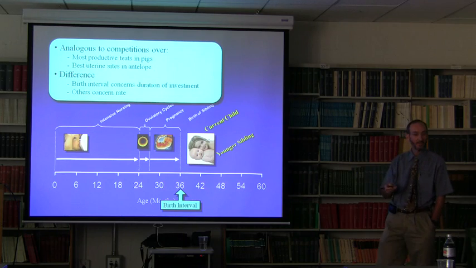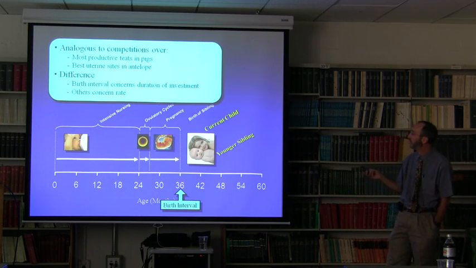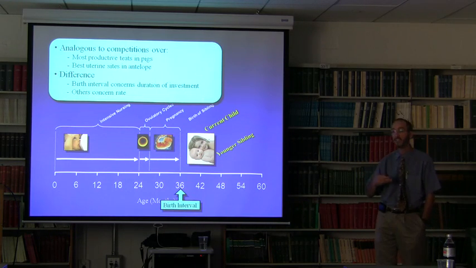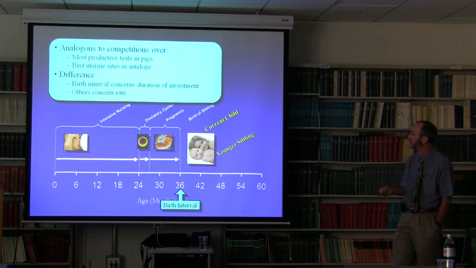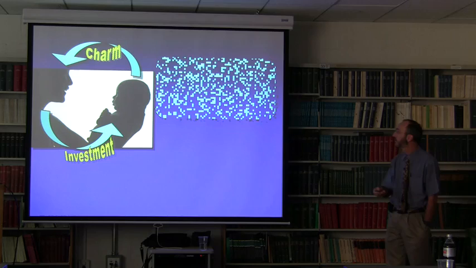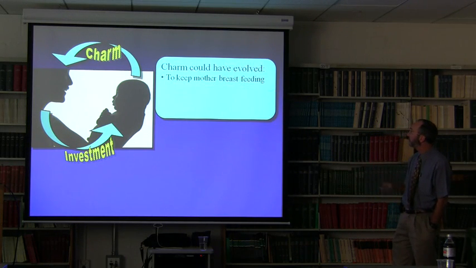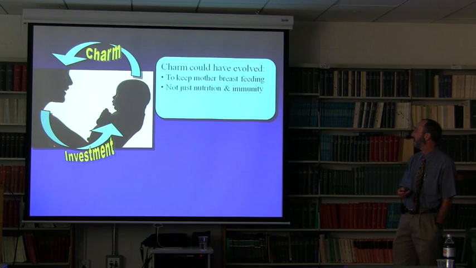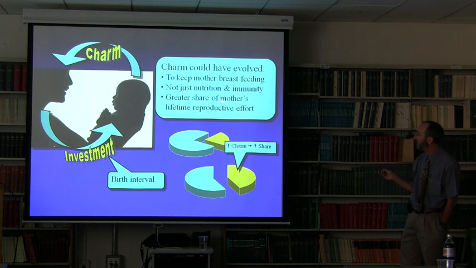This is analogous to competition over the most productive anterior teats or over the best uterine implantation sites. But the difference is that birth interval concerns the duration of investment, how long mom will invest all of her resources in a particular offspring, whereas these others concern the rate of investment. So charm could have evolved to keep mother breastfeeding, not just because milk supplies nutrition and immunity, but because it ensures a greater share of mother's lifetime reproductive effort.